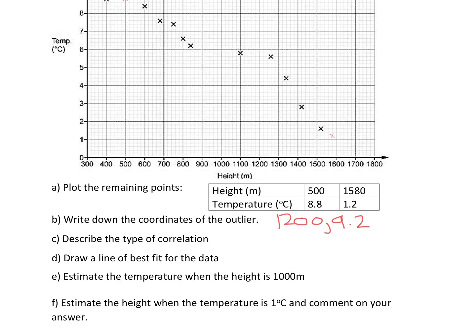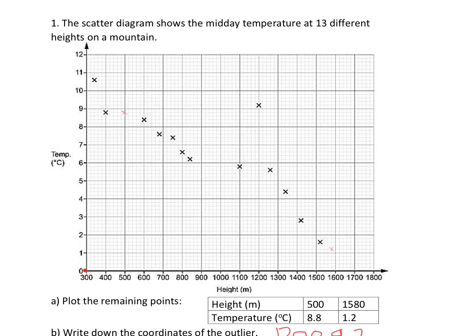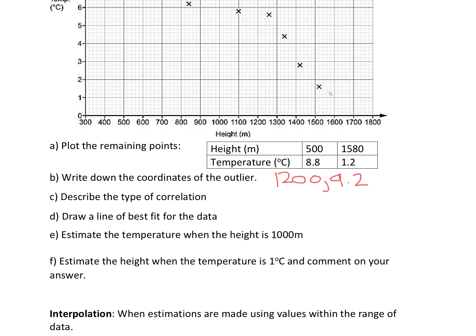Part C, we have to describe the type of correlation. We can see here, as we increase the height, what's happening to the temperature. It's dropping, it's getting lower. So that is a negative correlation. If you relate this to straight line graphs, a negative gradient is going downhill from left to right, so it sort of matches up. Negative correlation, negative gradient. So the type of correlation is negative.